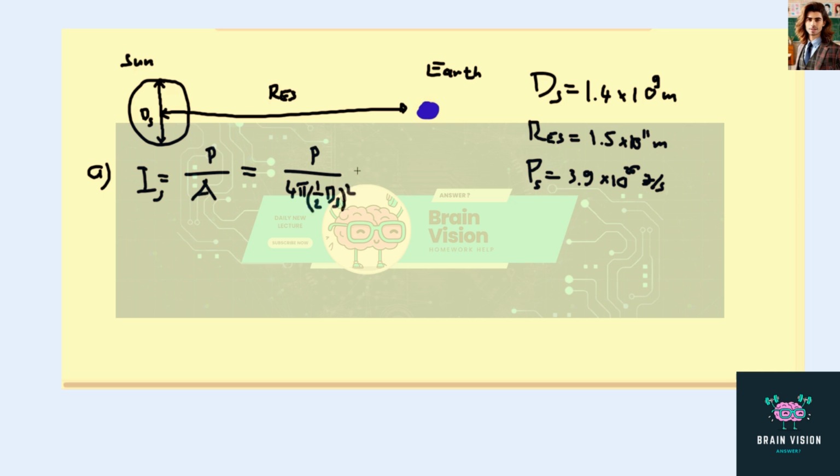squared. And so putting in the values for d_s and the power, you find that this is equivalent to 6.34 times 10 to the 7 watts per meter squared. So this is the intensity of the sun on the sun's surface.